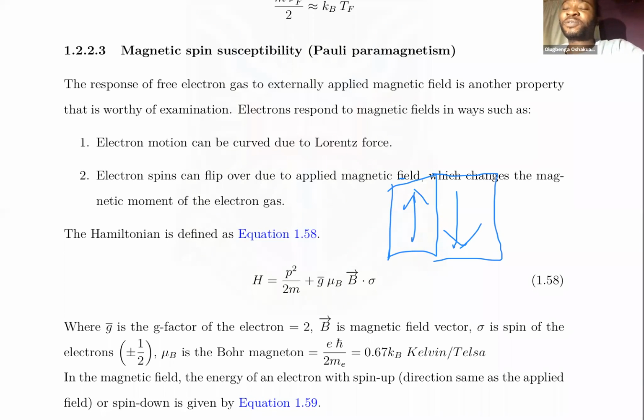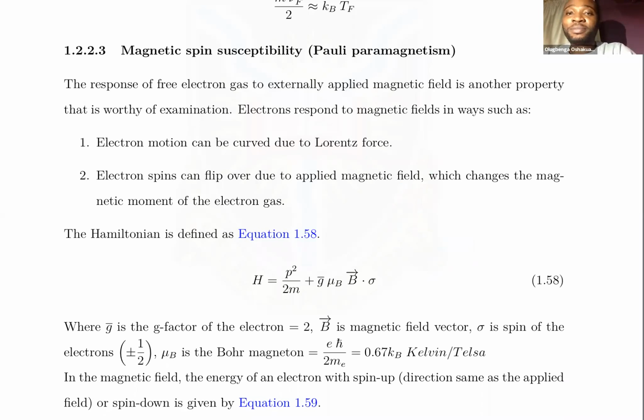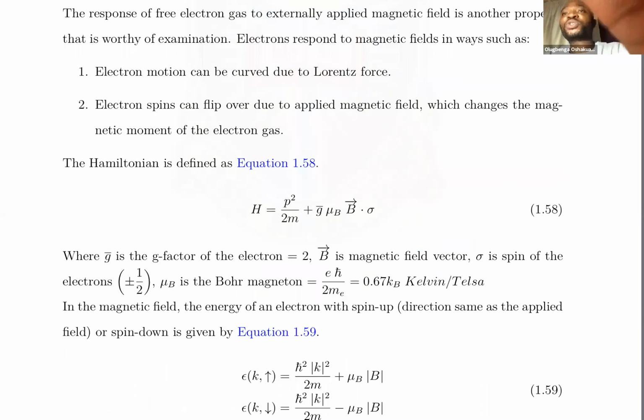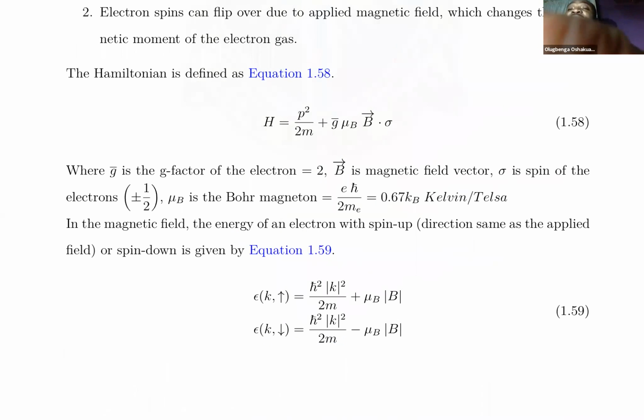They are occupying the same energy level, but somehow they are not exactly in the same state. So let's move ahead. I hope it will make clearer sense as we proceed. The Hamiltonian is defined as equation 58. Equation 58, the Hamiltonian, shows a term that should be familiar, like a kinetic energy term, and a term that is a result of the presence of a magnetic field.